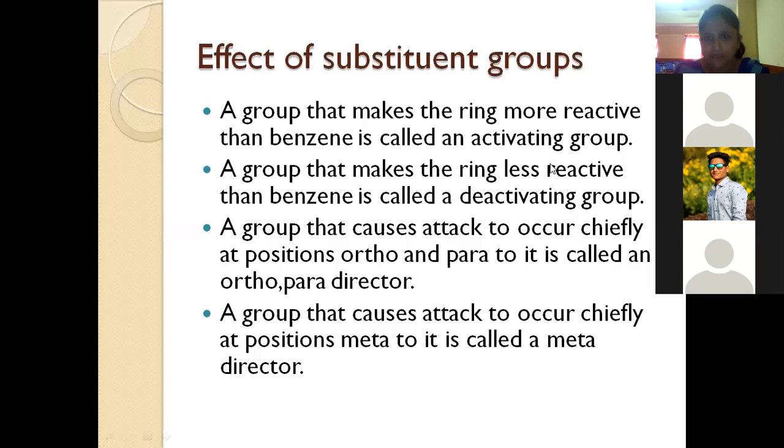So what are these terminologies? A group which activates the benzene ring, or converts it into an active ring, is known as an activating group. A group which decreases the activity of the benzene ring is known as a deactivating group. A substituent which directs the attack specifically to the ortho and para positions is known as an ortho or para director, and a group which specifically directs the attack to the meta position is known as a meta director.